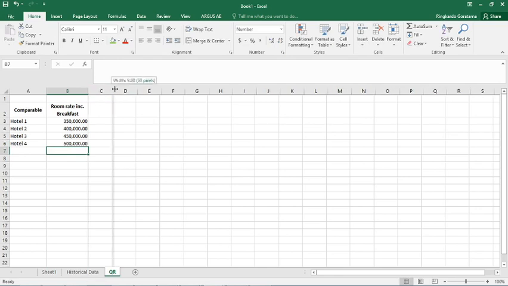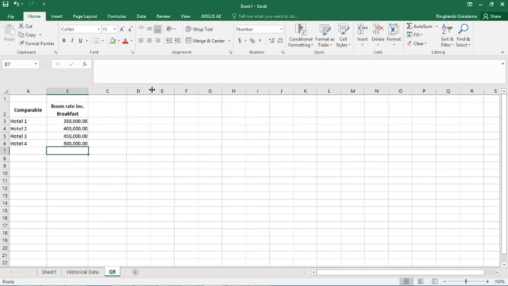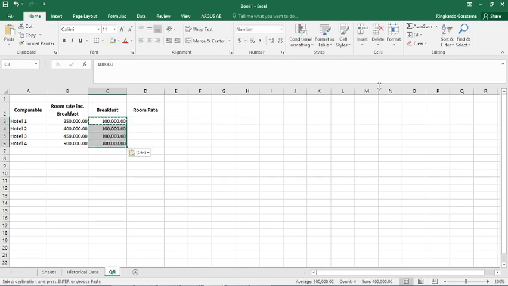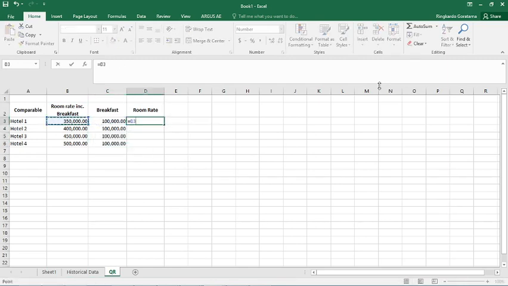So what we want to get is the room rate without breakfast, because the breakfast component is usually already in the F&B. They put it in the F&B post. So we need to take out the breakfast cost. Just for assumption, we use 100,000 rupiah. So we can get the room rate net.